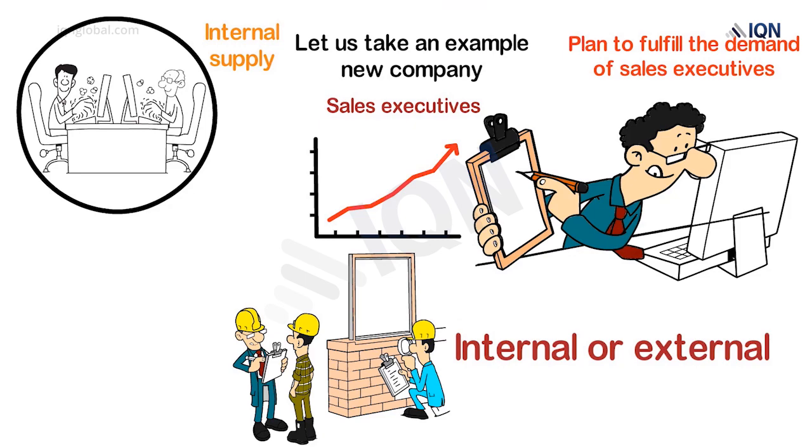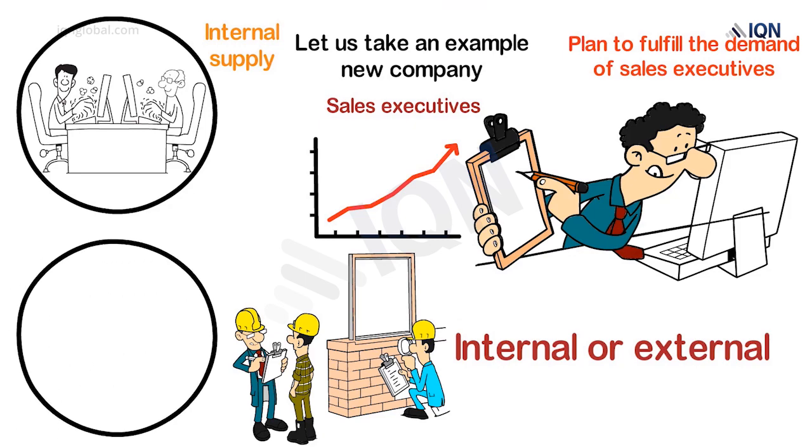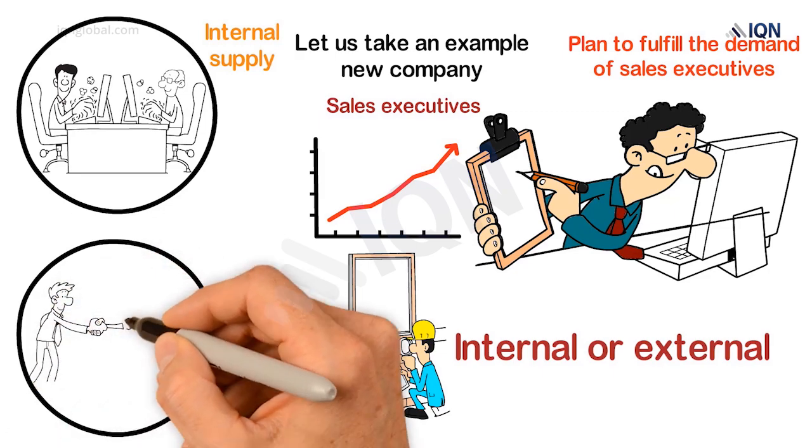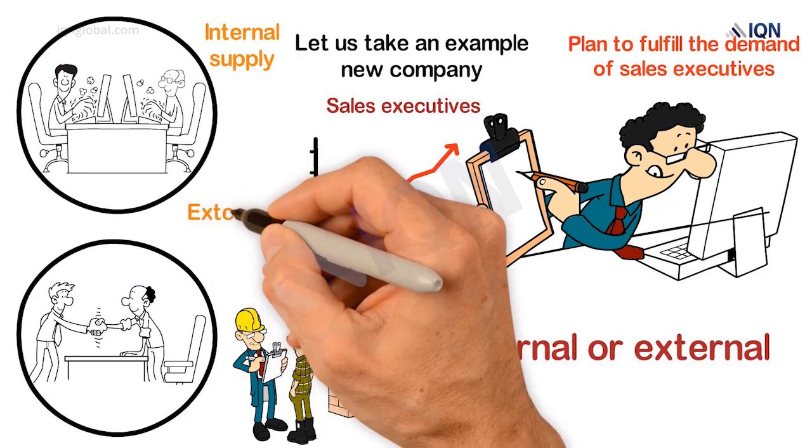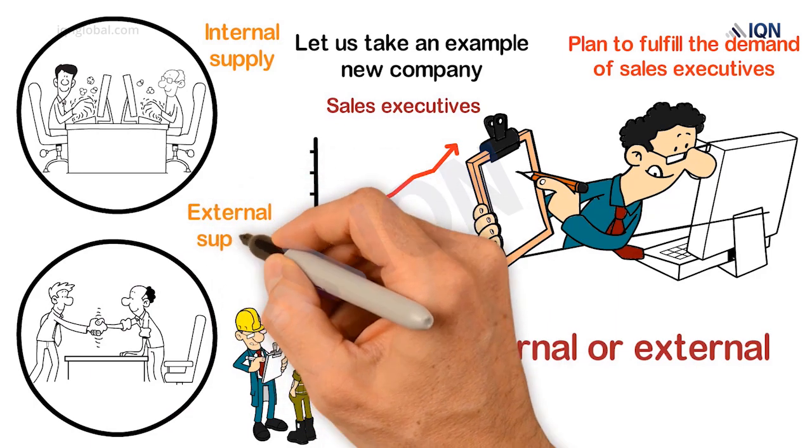But if there is no internal supply, then the organization will look outside itself. It will hire salespeople from the external labor market. This is called an external source of labor supply.